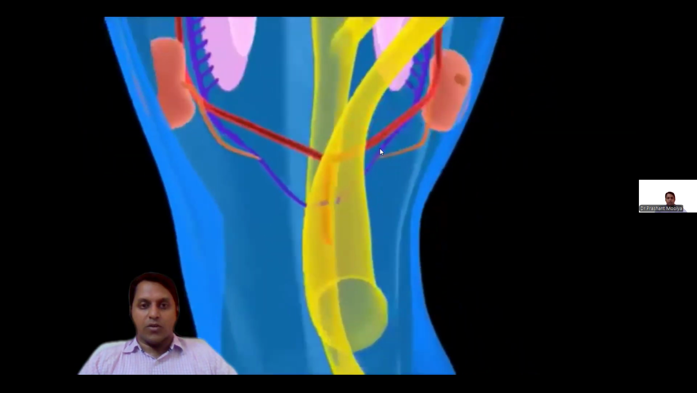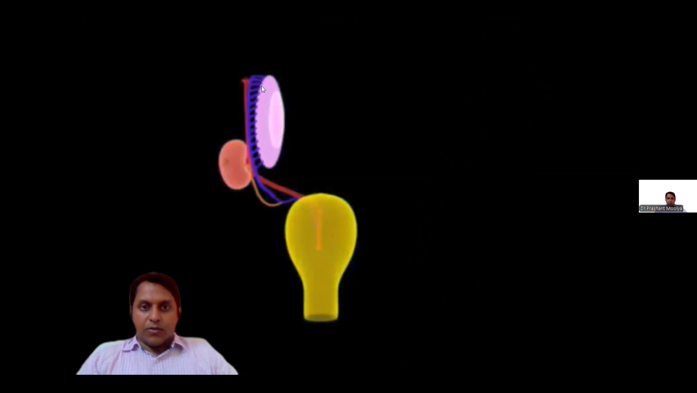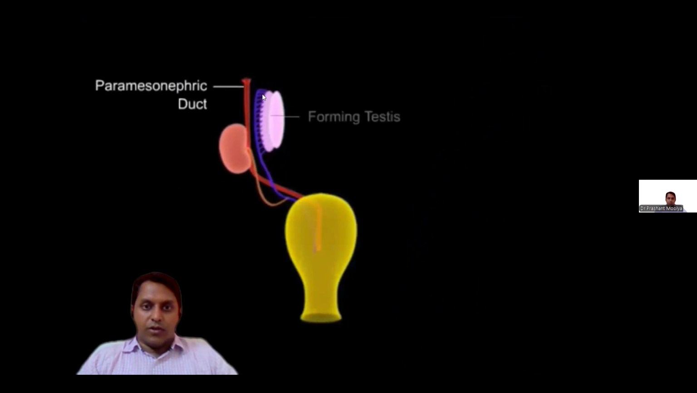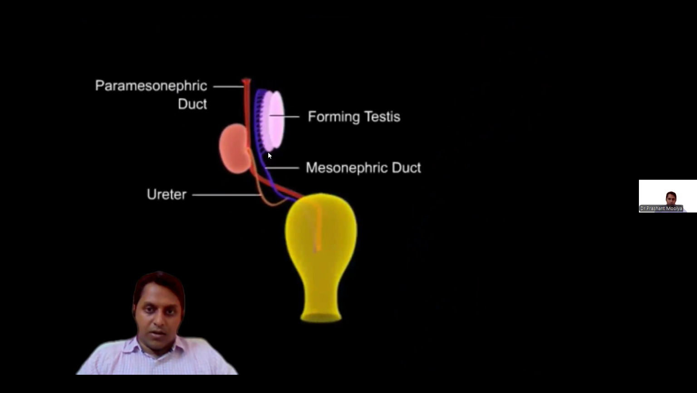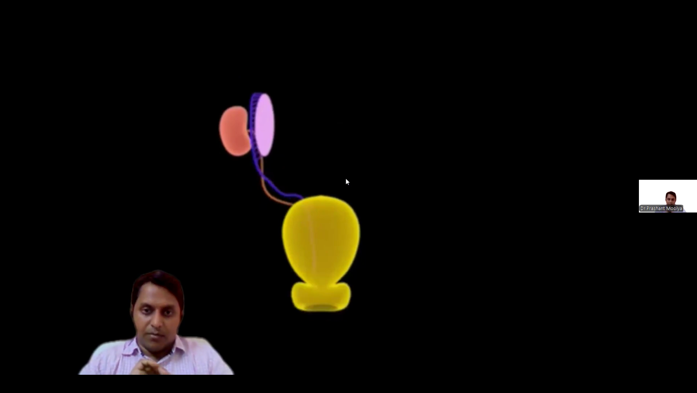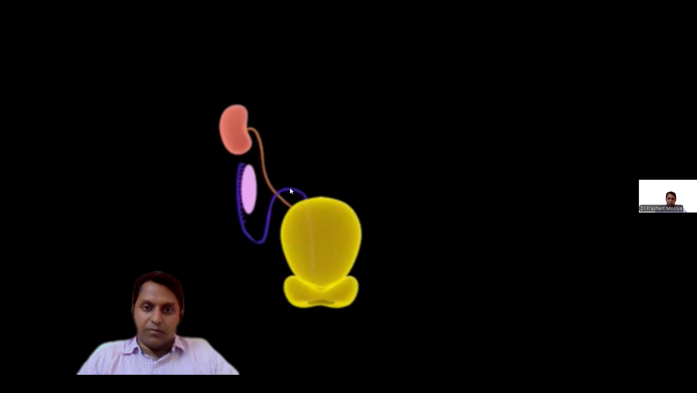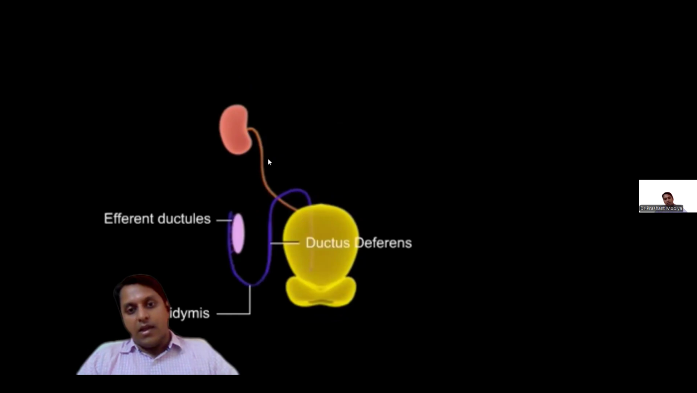Let's see first what happens to the mesonephric duct, focusing here. The mesonephric duct has now changed into different tubules and the duct system, forming the vas deferens and ejaculatory duct, while the paramesonephric duct has degenerated. That means when the descent of the testis happens, it gets its position where the mesonephric duct is seen hanging on the sides of the uterus.